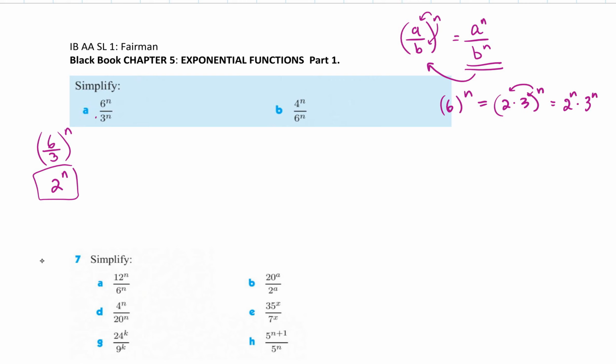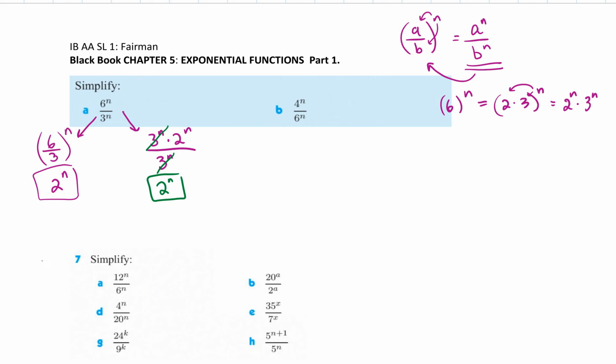So I could answer it the way that I did here, or I could split up my numerator into 3 to the n times 2 to the n, and it's all still divided by that denominator of 3 to the n. And notice, now I have common factors of 3 to the n over 3 to the n. So that can eliminate, well, it doesn't really eliminate, it just becomes a 1. And I'm left with 2 to the n again. So either of those methods work to solve the problem.